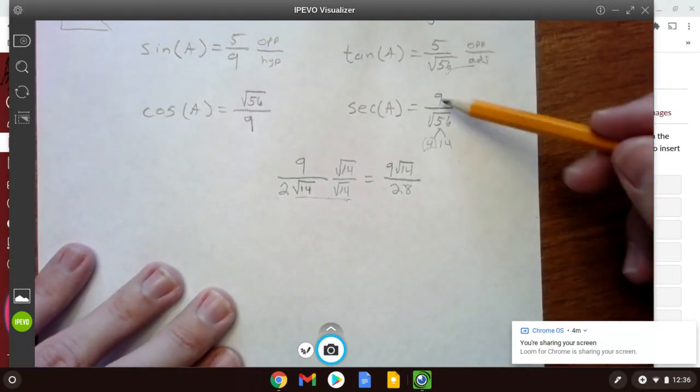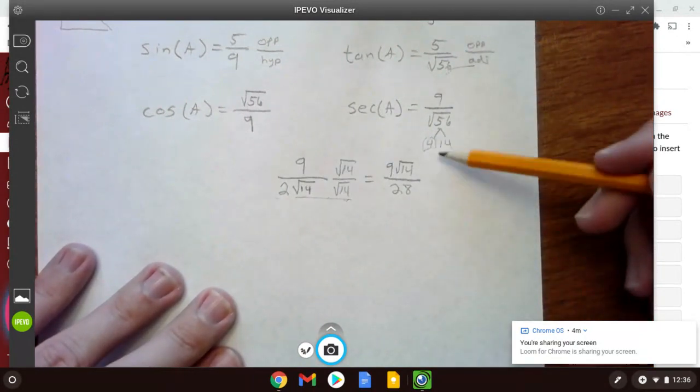So I just took that secant answer and rewrote it so that there's no radical in the bottom.